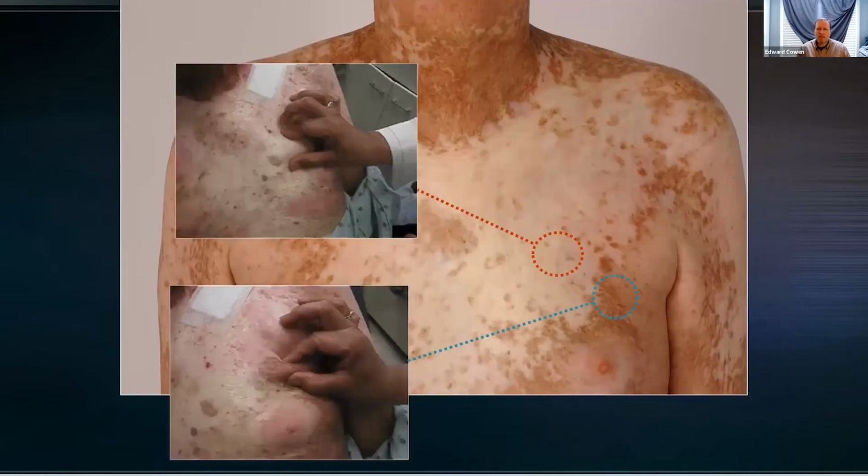And so here's an example of this patient has lots of pigmentary change where the skin is lighter and darker, but you actually have to sort of pinch, and that's where you can determine in the red area there, the skin is actually thickened, and in the blue area, the skin is normal despite the color change.